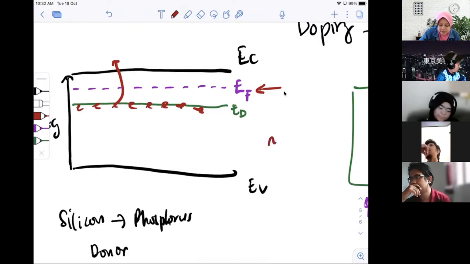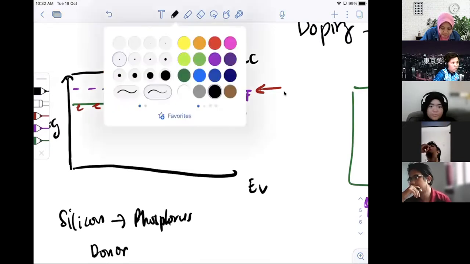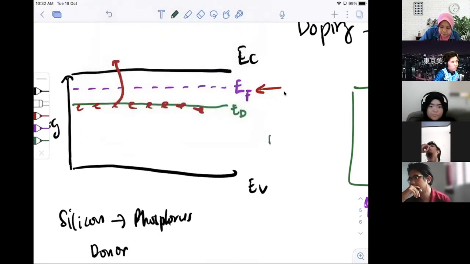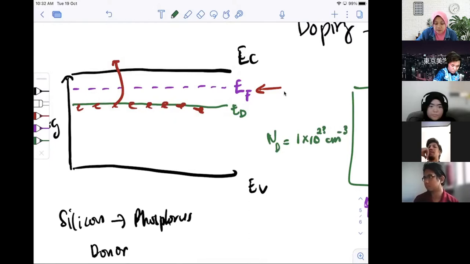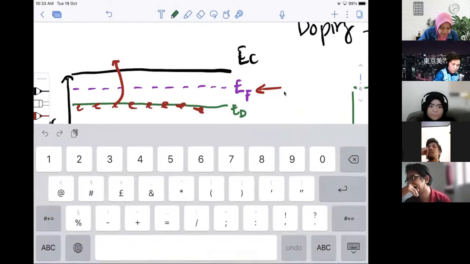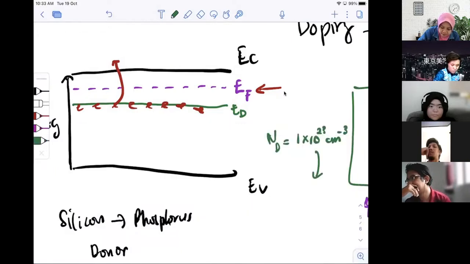If we calculate the carrier concentration, as you learned in first year electronics, you do a calculation. So if ND equals 1 times 10 to the power of 23 per centimeter cube, so if this is the concentration of the donor impurities, the doping is 1 times 10 to the power of 23, it means that we are assuming we have an electron concentration of the same. Why do we say that? Because we assume one donor atom will give one free electron.